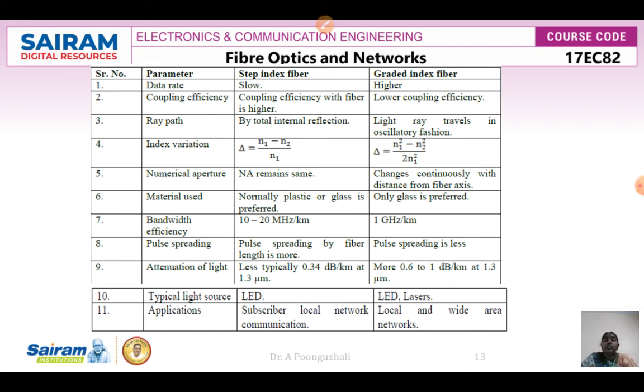Next is attenuation of light. In step index fiber it is going to be less, typically 0.34 dB per kilometer at 1.3 micrometer. But in graded index fiber, the attenuation of light is going to be more, in the range of 0.6 to 1 dB per kilometer at 1.3 micrometer. The light source you can use in a step index fiber is only LED, but in graded index fiber you can use LED as well as lasers.